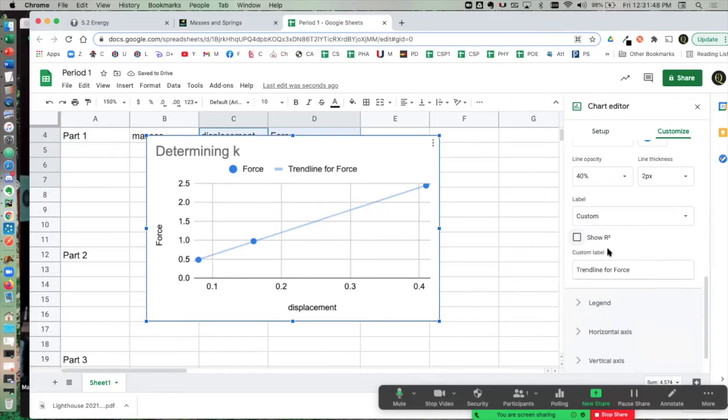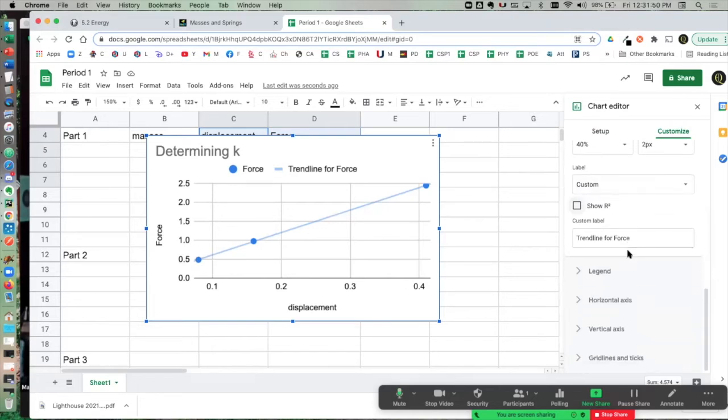I want the equation, don't I? Who remembers where to find that? Yeah, under the label, hidden in the label is use equation. What's our K value? Yeah, it looks like it's around 6 newtons per meter. Right? Because there's our slope. Y equals mx. So there's our slope. That's our K value. Everybody get it? About 6?